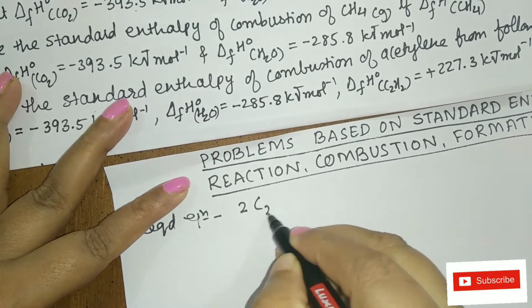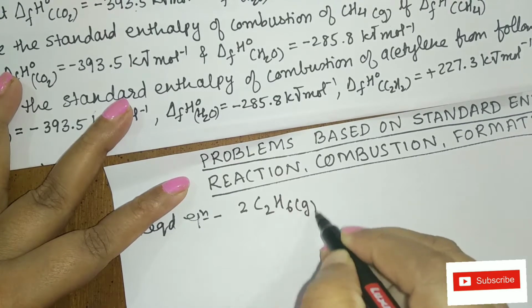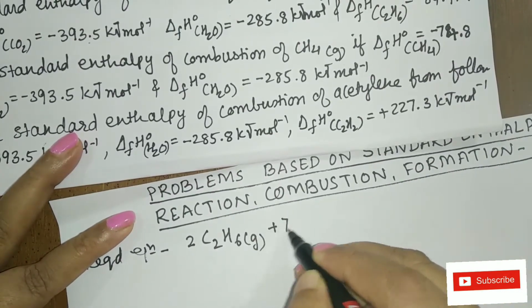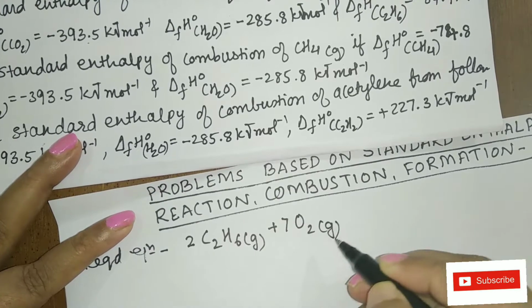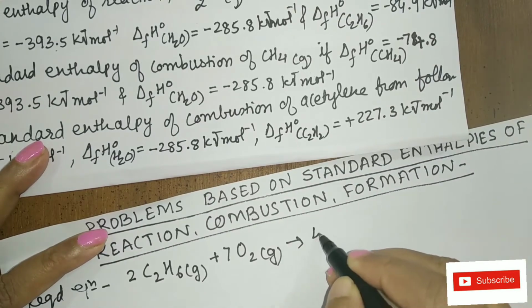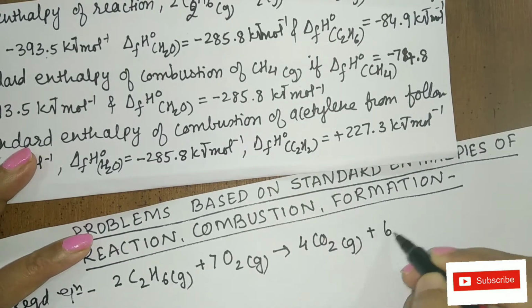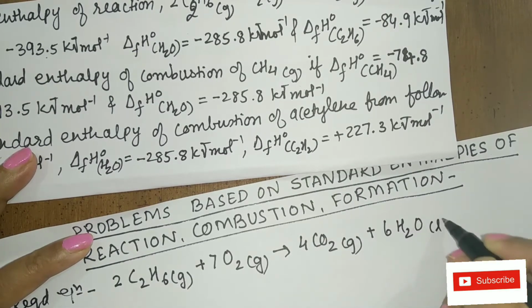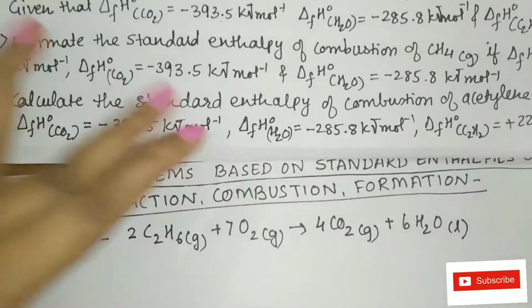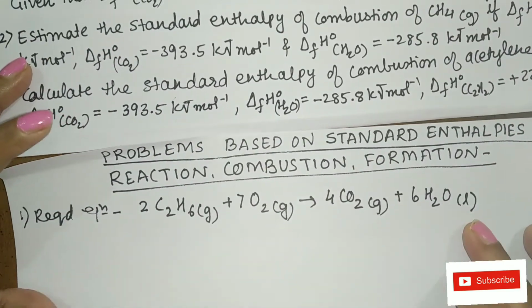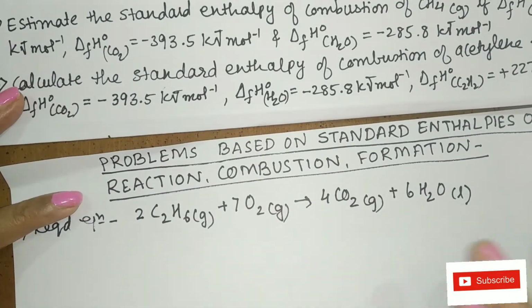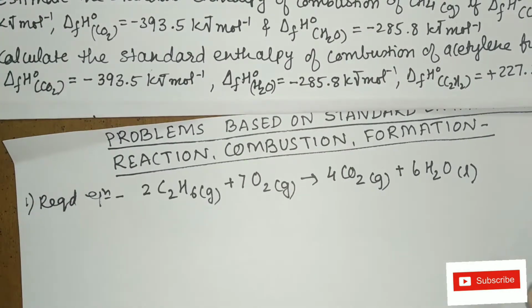It is 2C2H6. Most of the time the given equation is balanced, but it is always safer to check whether the equation is actually balanced. It helps you because the number of moles will decide the answer you get. Now here this is the required equation. I have checked, it is balanced. Now let us go for the calculation.